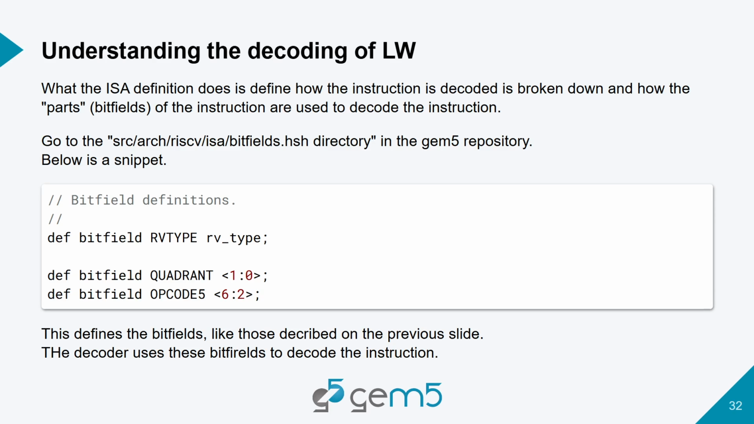So what the ISA definition does is define how an instruction is decoded by breaking it down into the bit fields of the instruction. I'll go into it here briefly: source, architecture, RISC-V, ISA, bit fields.